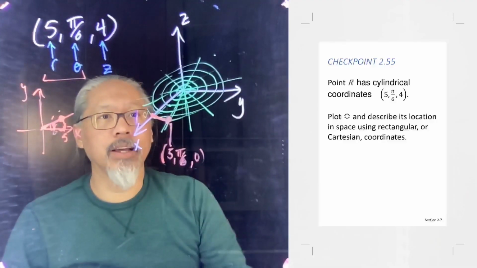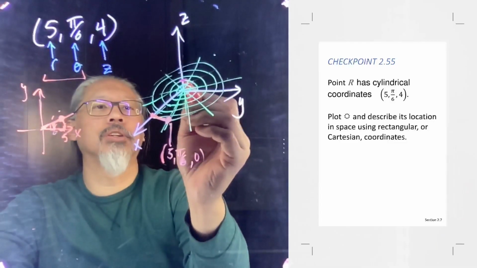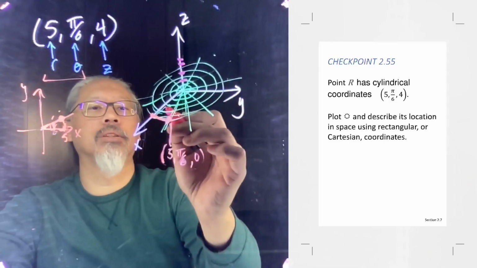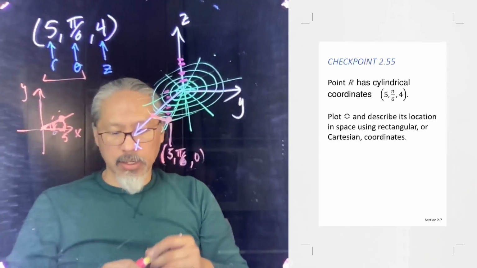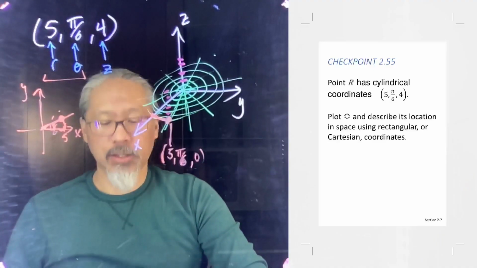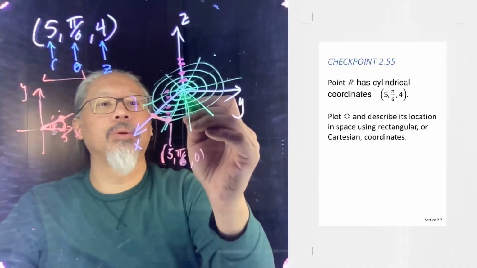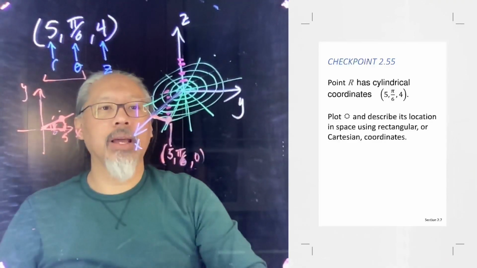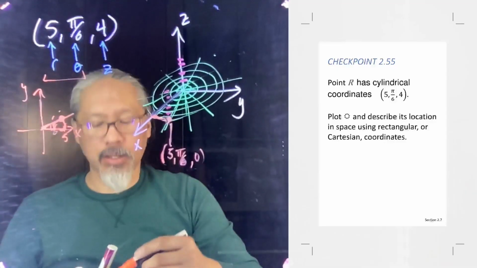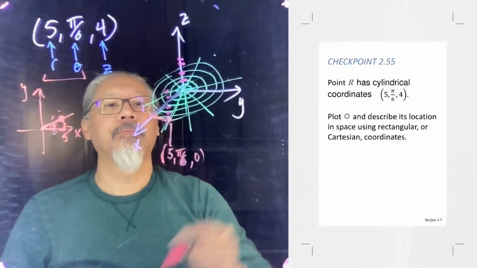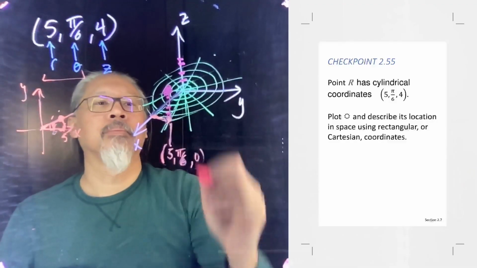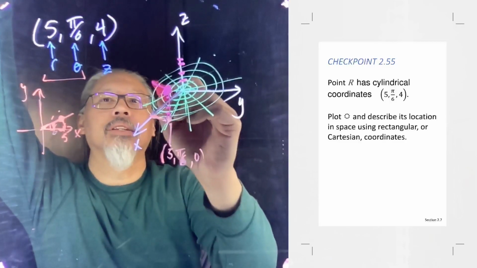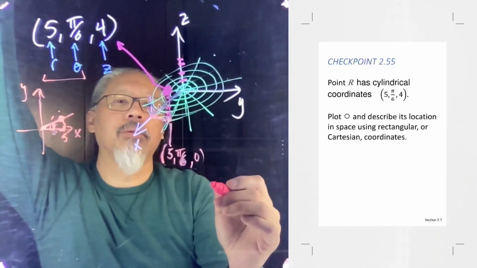But we're going to want to take that up 4 units, so imagine going up 4 units, 1, 2, 3, 4, and we'll take that same measurement from here and go up 1, 2, 3, 4, and there you would have your point. So what did we do? We went an r distance along the x, we went an angle of theta, and then we went up 4 units. Okay, so this point now, this is the point that we're looking for. This is the point (5, pi over 6, 4).